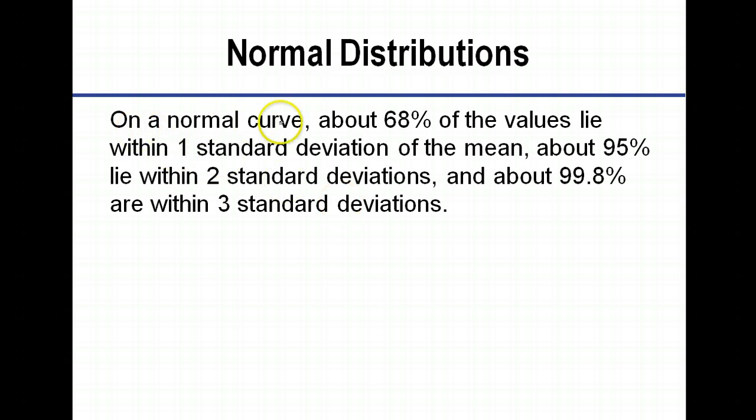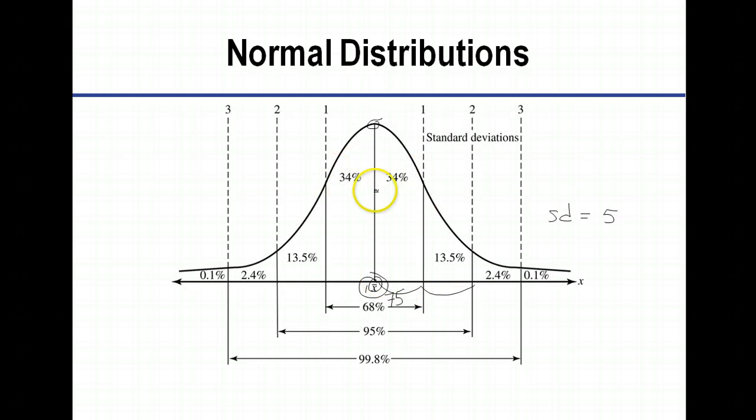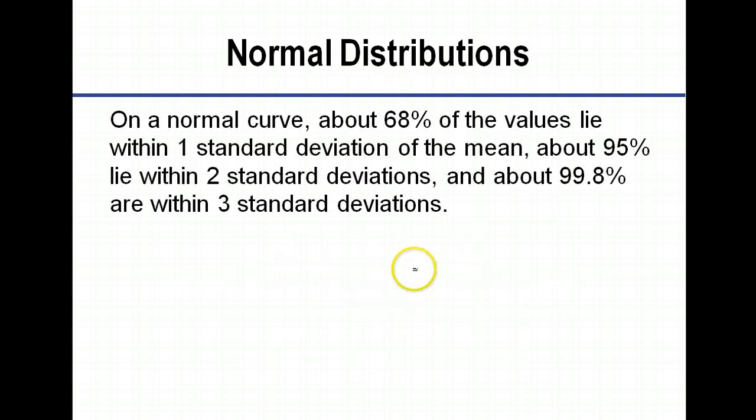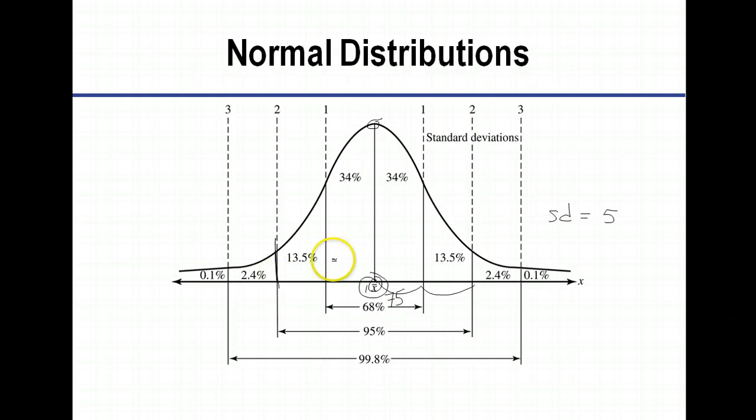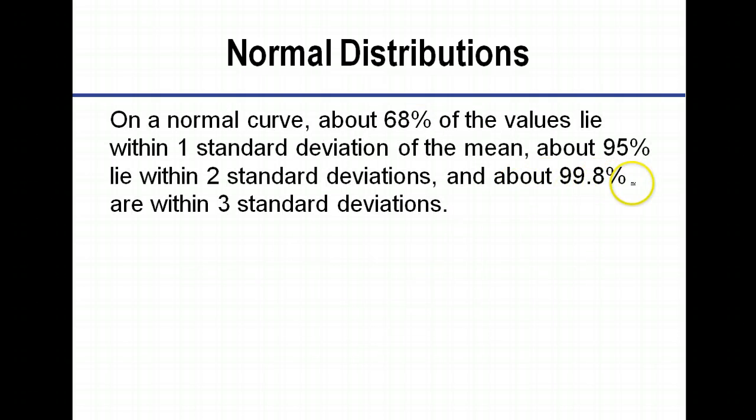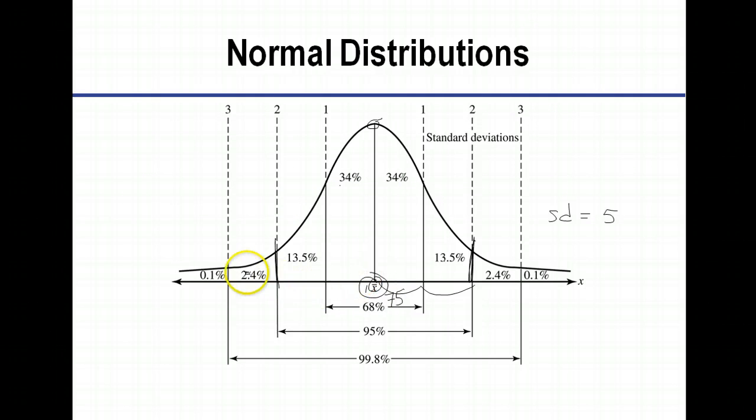Specifically on a normal curve, 68% of the values lie within one standard deviation of the mean. That's these two percentages here, each one away on either side. And 95% are within 2 standard deviations. That's everything from here to here, so if you add up these 4 percentages, they will add to 95%. And lastly, 99.8% are within 3 standard deviations. Adding up all of these 6 percentages tells you that 99.8% of your data will be within 3 standard deviations of the mean.